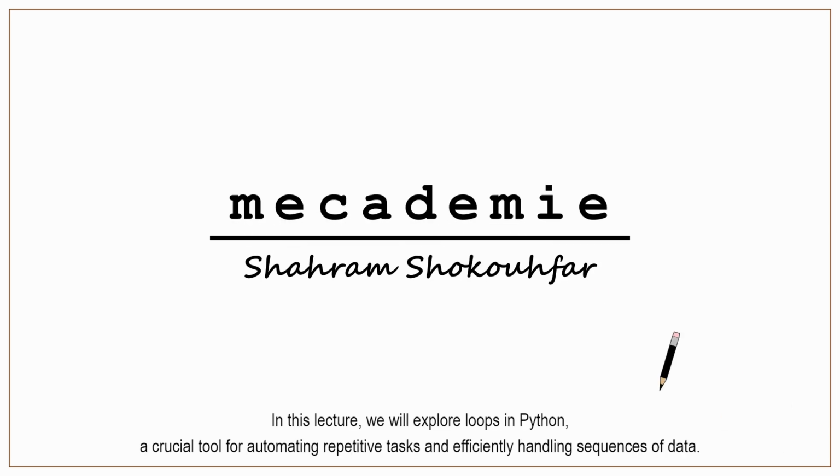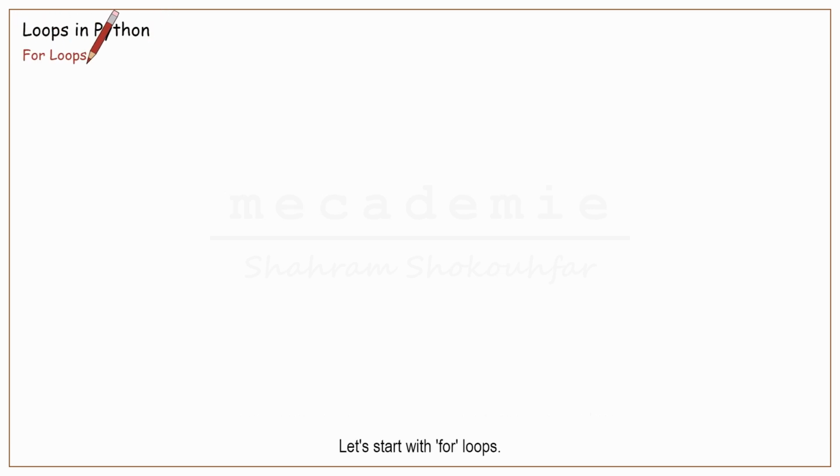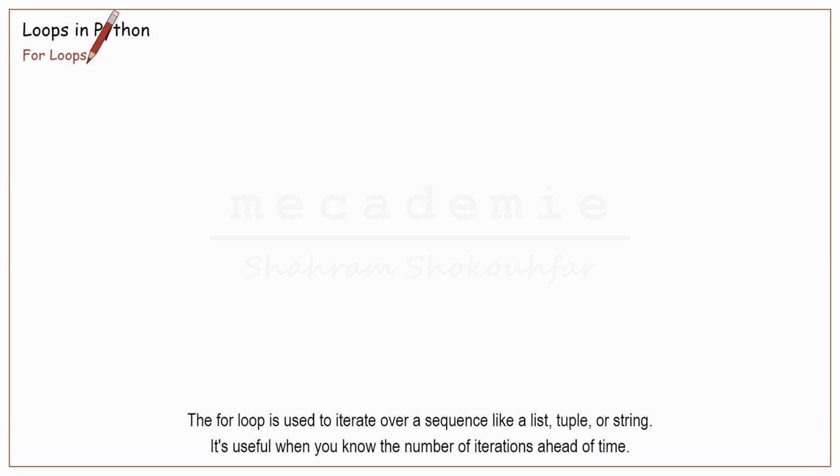In this lecture, we will explore loops in Python, a crucial tool for automating repetitive tasks and efficiently handling sequences of data. We will focus on the for and while loops and also introduce some advanced techniques to enhance your loop usage. Let's start with for loops. The for loop is used to iterate over a sequence like a list, tuple, or string. It's useful when you know the number of iterations ahead of time.